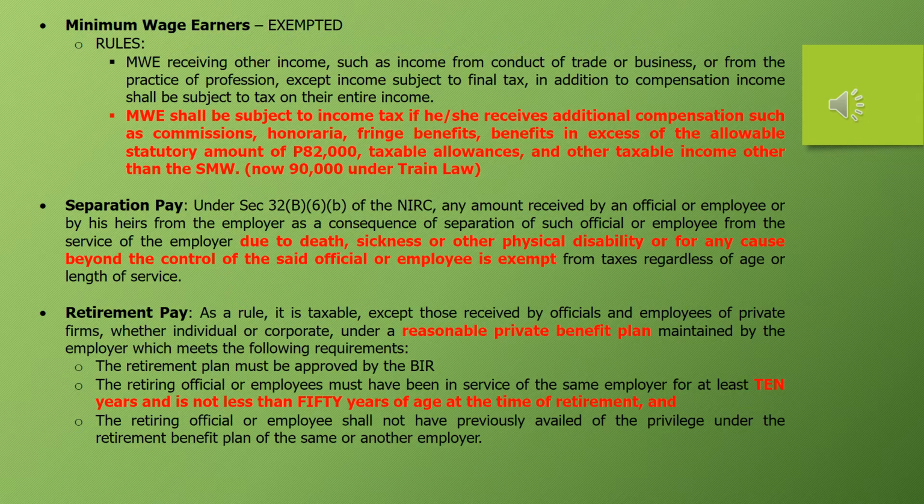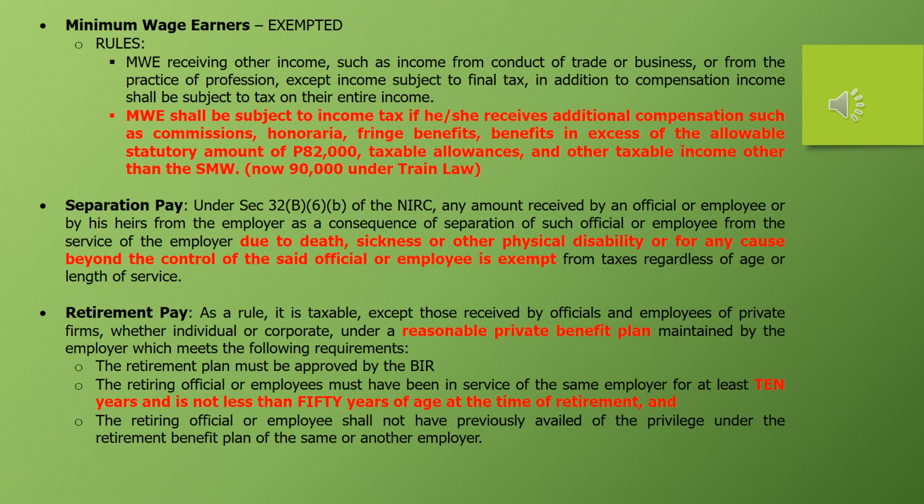So, under the tax code, they are exempted. Okay, so a minimum wage earner receiving other income, such as income from conduct of trade or business or from the practice of profession, exempt income subject to final tax, in addition to compensation income, shall be subject to tax on the entire income. Ito yung magiging rules. Generally, minimum wage earners are exempted, but if ever meron pa siyang income other than his compensation, okay, the entire income will be subject to income tax.